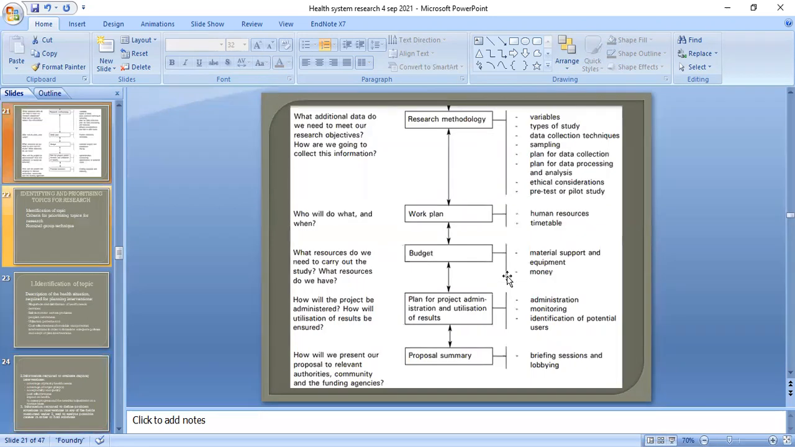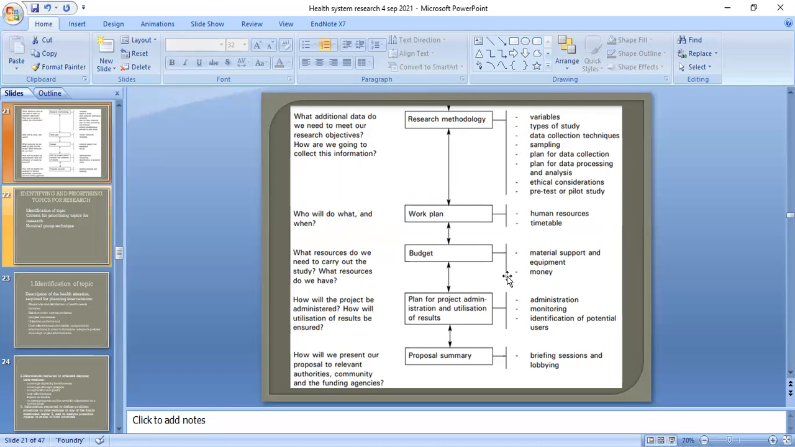The next step is the research methodology, and the questions may arise: what additional data do we need to meet our research objectives, and how are we going to collect this information? The important elements are to formulate the variables, the type of study design, whether it is analytical or descriptive, data collection techniques, sampling, plan for data collection, plan for data processing and analysis, ethical considerations, and the pre-test or the pilot study.